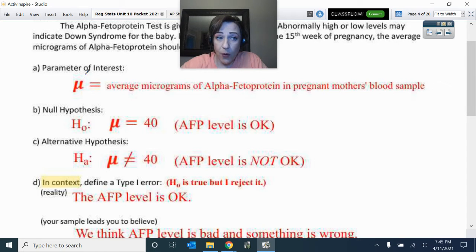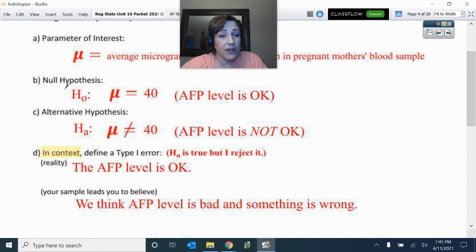All right, so our parameter that we are interested in is mu, the average micrograms of alpha fetoprotein in the pregnant mother's blood sample. And so then the null hypothesis would be, we would start off saying, okay, everything's progressing as it should. So the average micrograms is 40. So the alpha fetoprotein level is okay. I kind of like to make myself a little note of what is that really saying in context. And the alternative is that it is not okay. So the alpha fetoprotein level is not okay, not equal to 40.